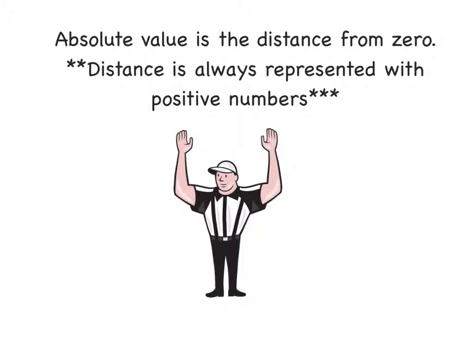As a fun way to remember what the absolute value looks like, I always tell my students to think of the absolute value symbol as the referee in a football game holding his hands up for a touchdown, and every touchdown is positive points. For example, the absolute value of -10 would be 10 because -10 is 10 spaces away from 0.